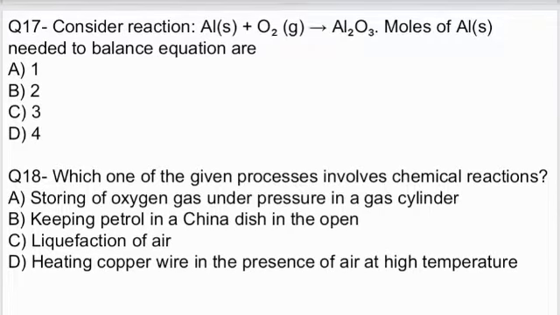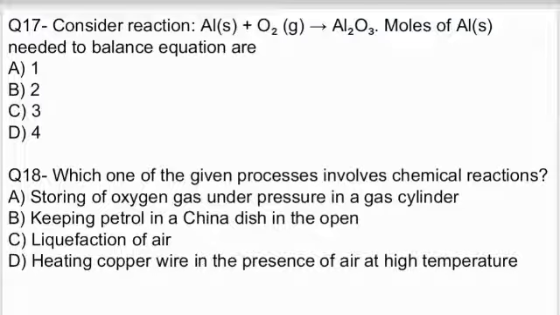Next question. Consider reaction. Al plus O₂ gives Al₂O₃. Moles of Al needed to balance equation are, options are 1, 2, 3, 4. The correct option is D, that is 4.